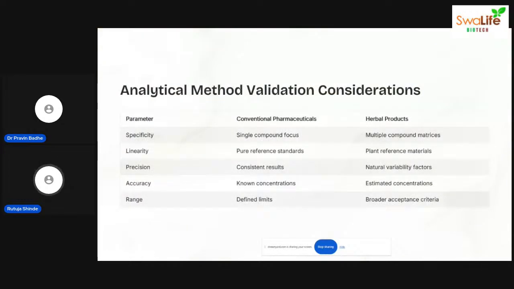Next is analytical method validation consideration. Analytical method validation is more complex for herbal products compared to conventional pharmaceuticals. Instead of testing a single compound, we often deal with multiple active markers within a matrix. For example, specificity must account for many compounds. Linearity may rely on plant reference materials rather than pure standards, and variability is naturally higher. The goal is to balance scientific rigor with the realities of botanical complexity.